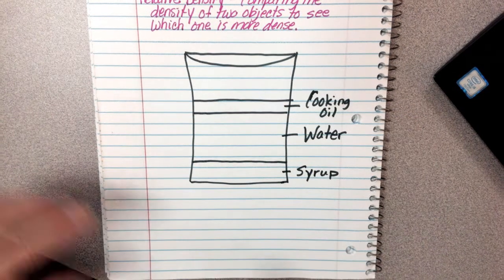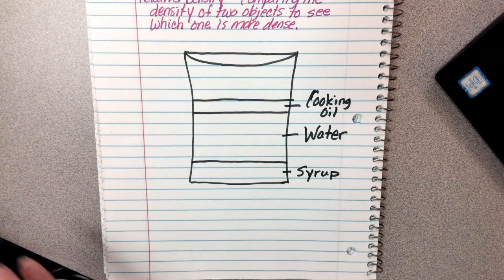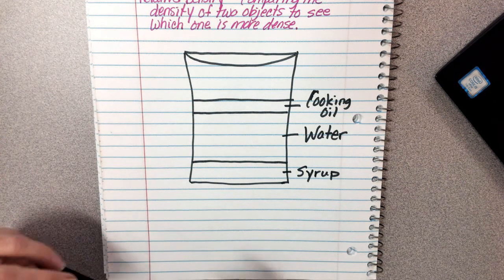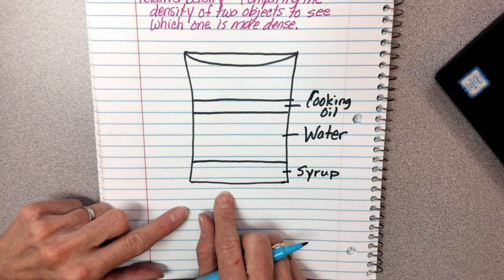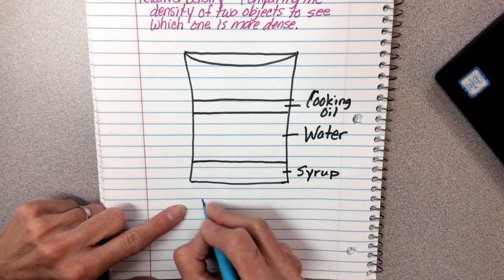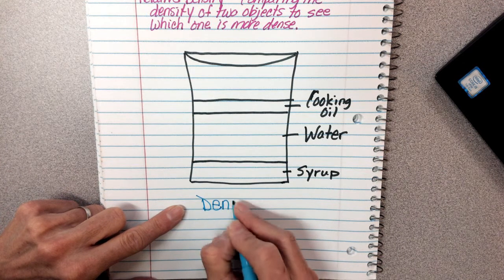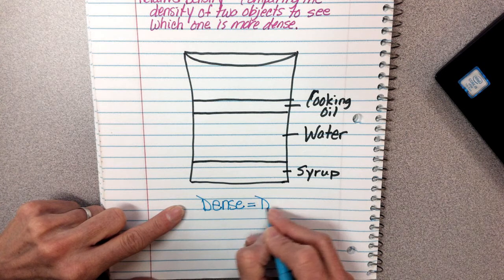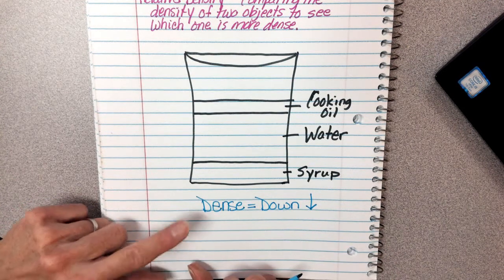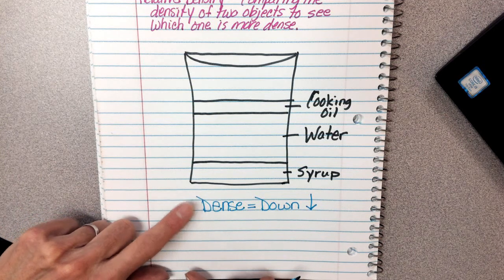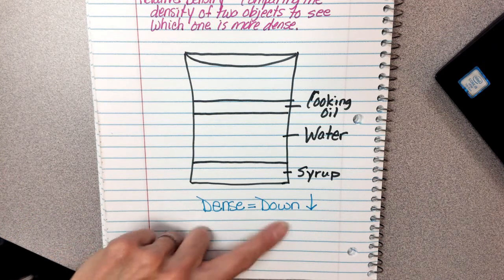And when we compare, what we're comparing is which one is more dense. And when we look at this, what we need to always remember is the item that has the most density is always going to be at the bottom. So we're going to write down here at the bottom, dense equals down, to remind us that the more dense object is going to be down. So let's write that first, remembering that dense equals down.